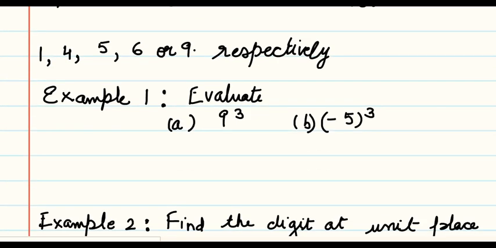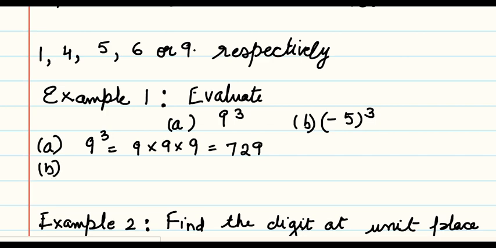Now here we have to evaluate the first part, 9 cube, as you can see from here, A part, 9 cube, which can be written as 9 into 9 into 9, and which comes out to be equal to how much? 729. We have to calculate, that's all.